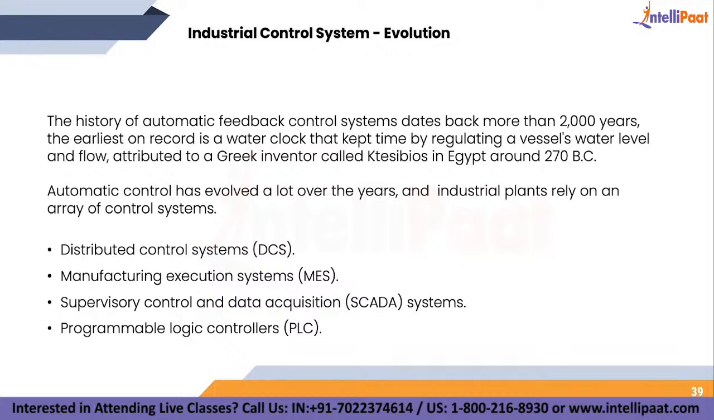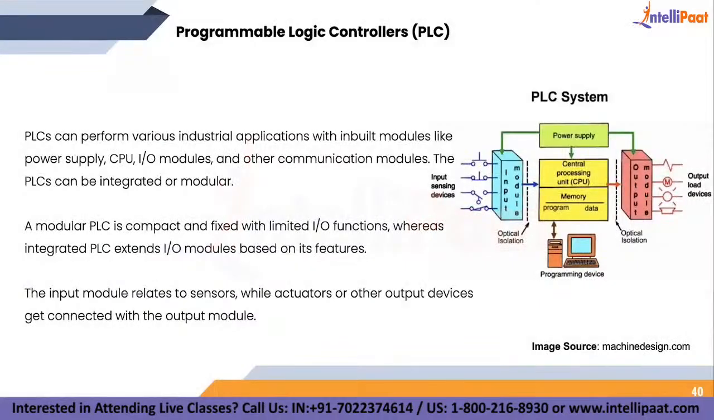Then you have automatic control. It has evolved a lot over the years. Industrial plants rely on an array of control systems. It starts with the DCS, distributed control systems, manufacturing execution systems, SCADA and PLC, the names of things that we hear, areas of technology. PLC is one of the technologies used as part of industrial control systems, with built-in modules like power supply, CPU, IOs, and the communication modules that are there.